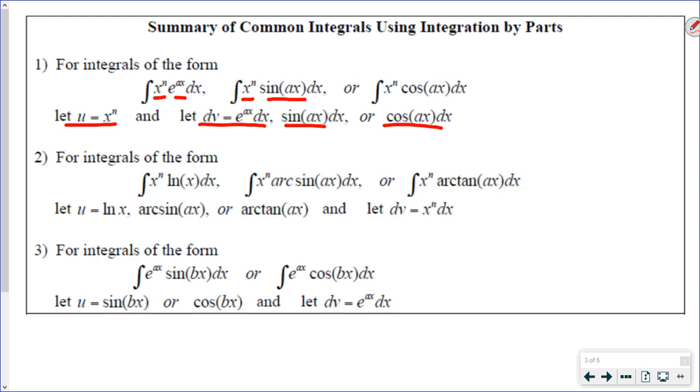If you are faced with x to the n times natural log or x to the n times an inverse trig function, you actually want to reverse that. You want to set u equal to the natural log or the inverse trig function and let dv equal x to the n. Okay, if you are dealing with integrals that have exponential and trig, you want to let u equal the trig function and let dv equal the exponential function. So these are some guidelines that can help make this a little bit easier.